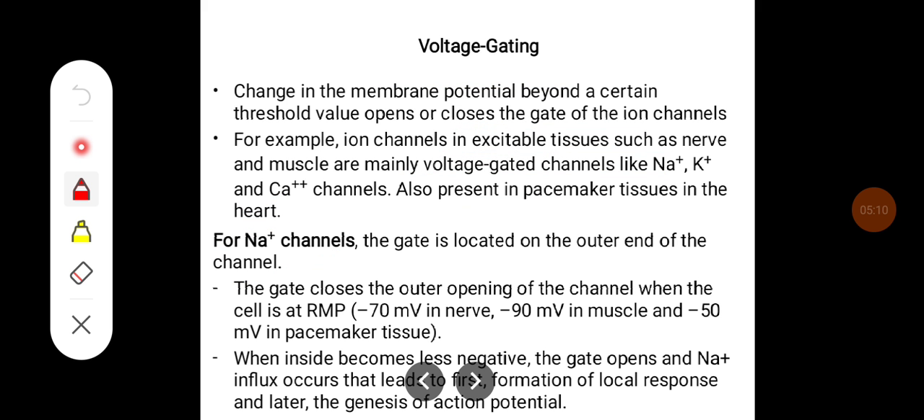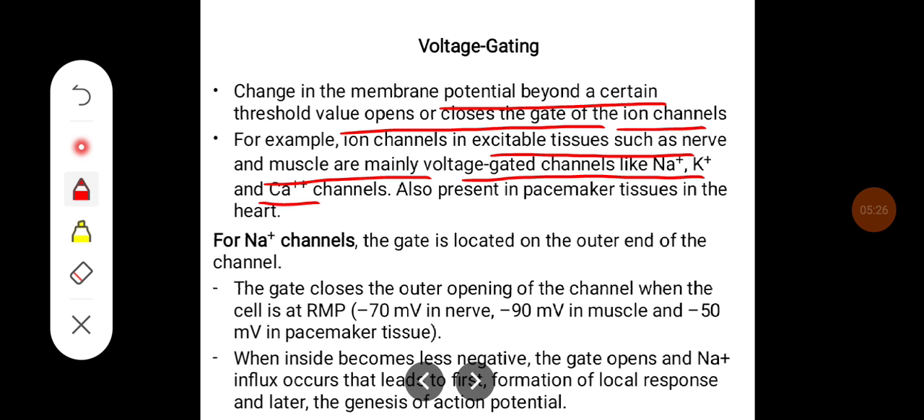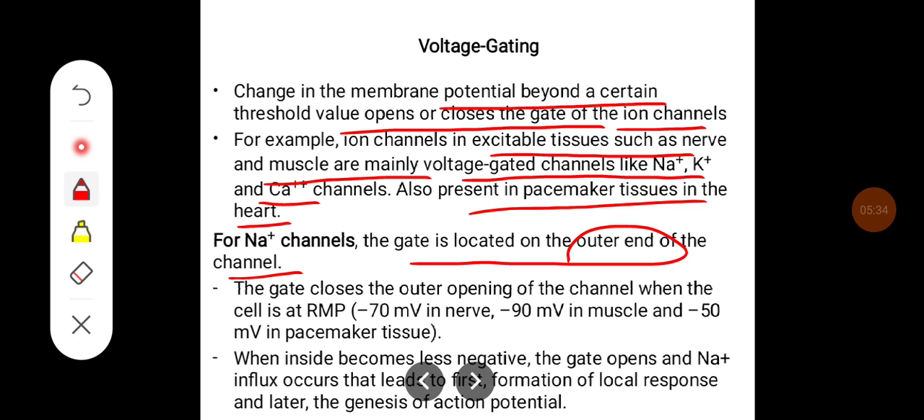Voltage gating: change in the membrane potential beyond a certain threshold value opens or closes the gate of ion channels. For example, ion channels in excitable tissue such as nerve and muscle are mainly voltage gated channels like sodium, potassium, and calcium channels, also present in pacemaker tissue in the heart.